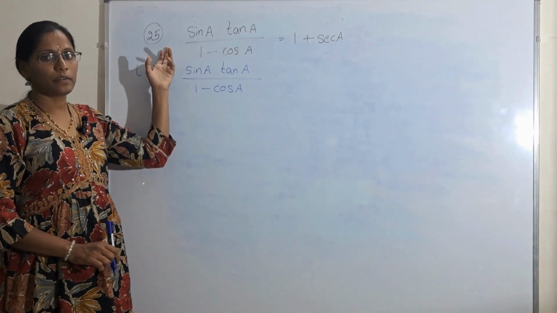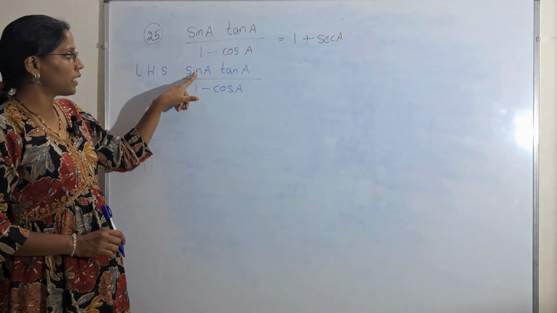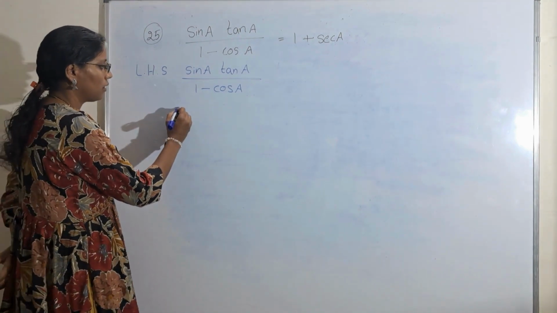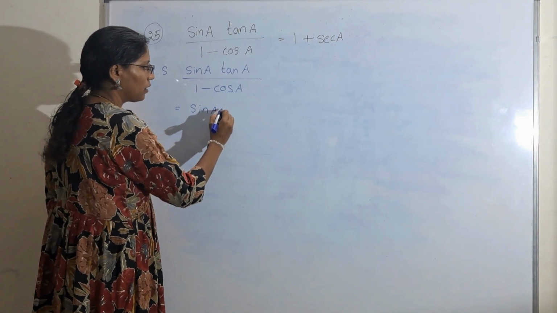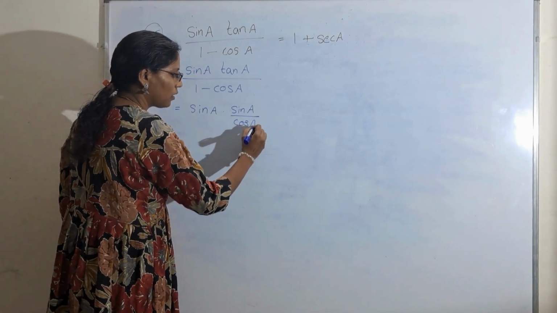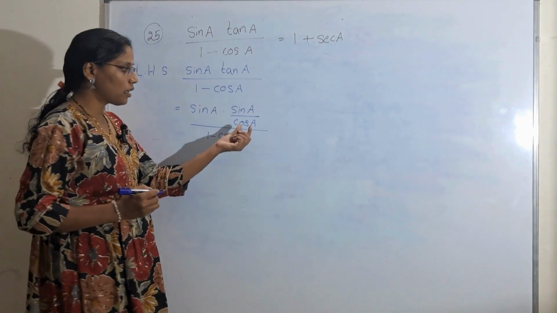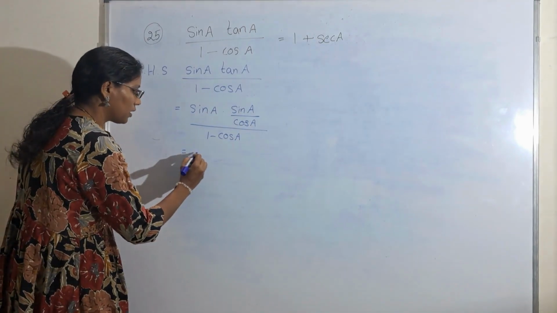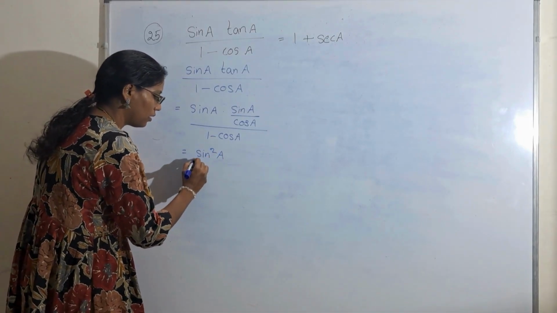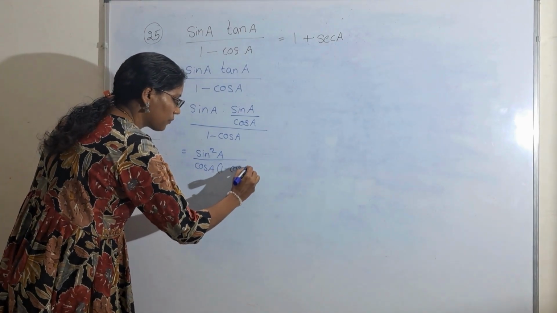Next problem is the 25th one. Here LHS we have to take, RHS we have to find out. Here sin A, here tan A. Tan A we have to write in terms of sin and cos. Sin A into tan A, that is sin A by cos A, divided by 1 minus cos A. Here cos A we have to write in the denominator. Here sin A into sin A, sin square A by cos A of (1 minus cos A).